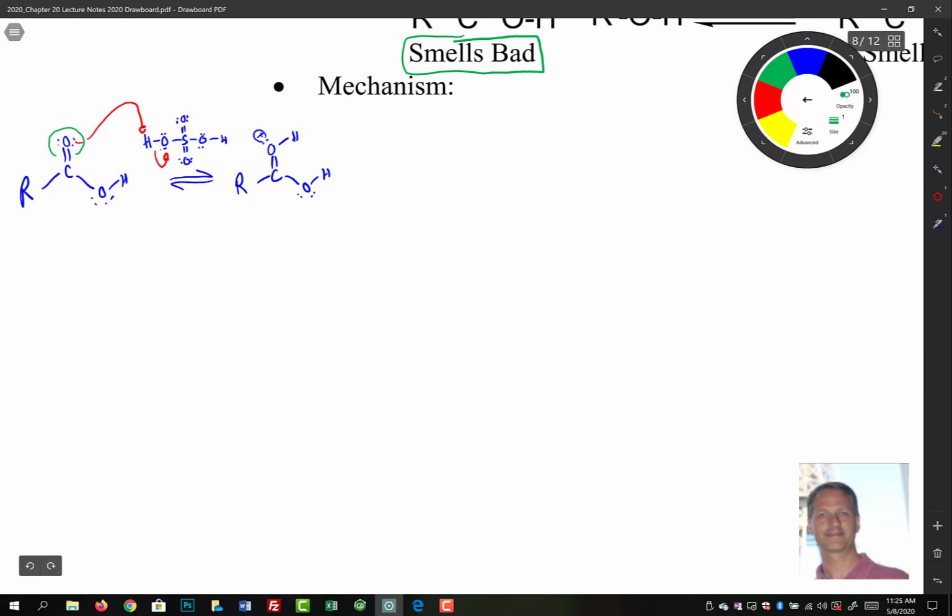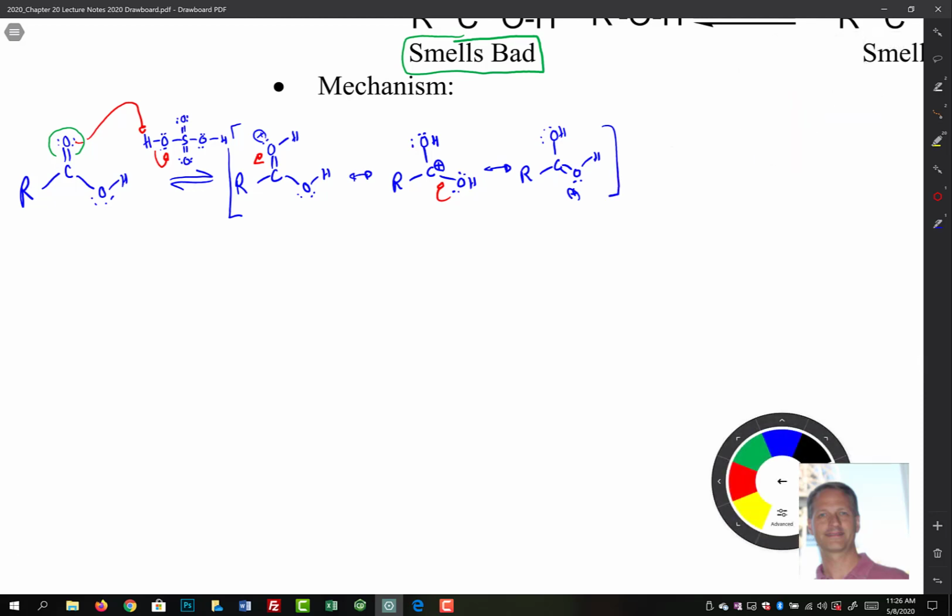Now, just as before, we're going to have resonance here, so we're going to go through those pretty quickly for the structure. That'll give us this. And then the last one would be this. So our next step will be the addition of the alcohol. Here we'll just add an ROH.